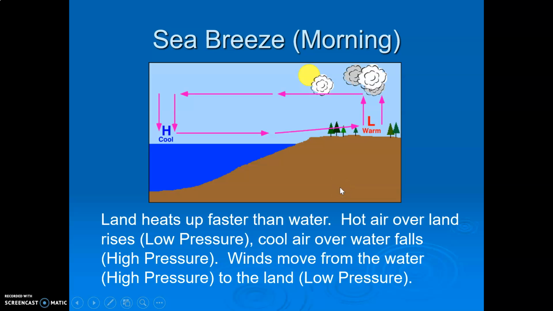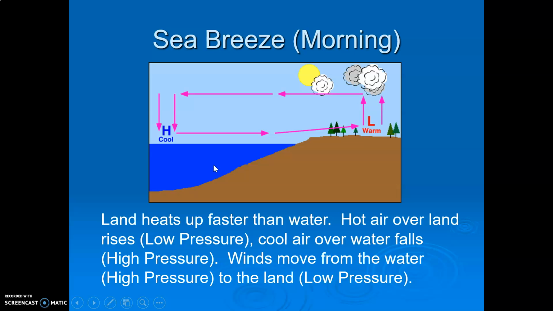A great way to remember this is, you quote, blow to the low. So you're blowing towards the low pressure. Also a great way to remember this, the name tells you where the breeze begins. So a sea breeze starts and blows from the sea to the land.